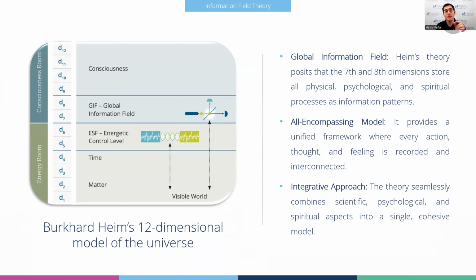And you can see right there between dimension 7 and 8, it's the global information field. Once again, being the link between consciousness or the mind and matter, right? So everything that is part of the energy room, you have the matter, you have the energy level, which is when we're talking about frequencies. So the global information field is very, very important because that's really where everything comes together.